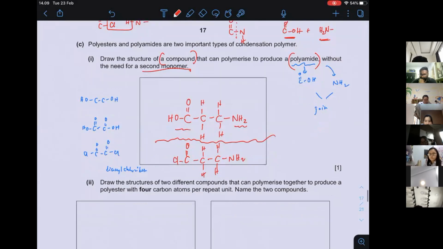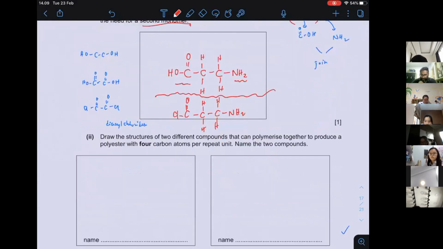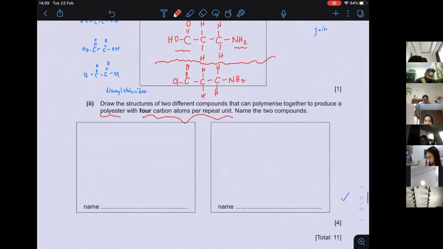Next, draw the structures of two different compounds that can polymerize together to produce polyester, with 4 carbons present per repeat unit. So draw the structure of two different compounds. So it means per unit must have 4 carbon atoms. Maybe I will take 2 carbon here, another 2 carbon here. So when they join together, they are going to get 4 carbon atoms per repeat unit.